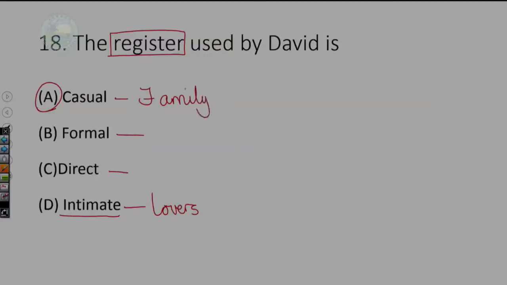We use a casual register with family. We use casual register with our friends. And this is the register that David is using here.